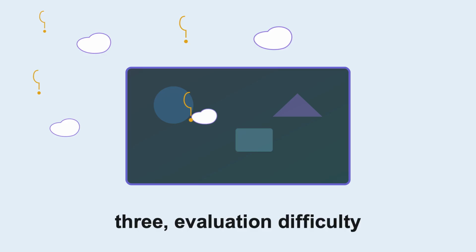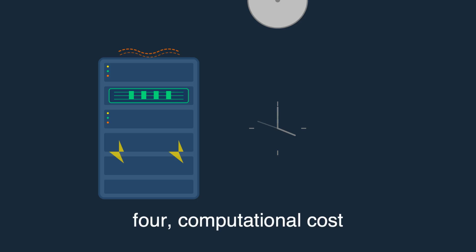3. Evaluation difficulty. It is hard to quantitatively measure the quality and diversity of GAN-generated outputs, as traditional metrics often fall short. 4. Computational cost. Training high-quality GANs often requires significant computational resources and time.